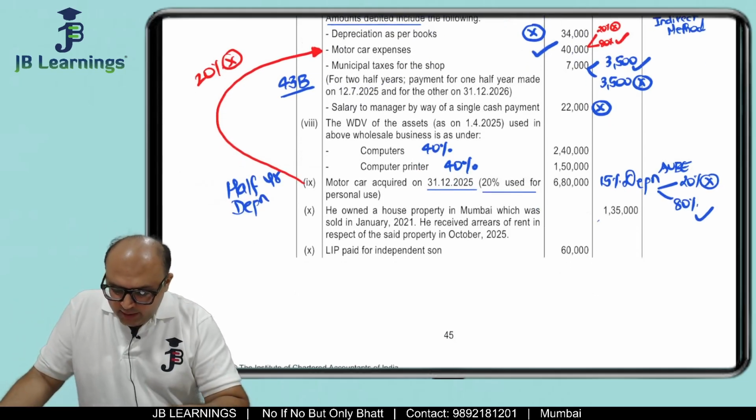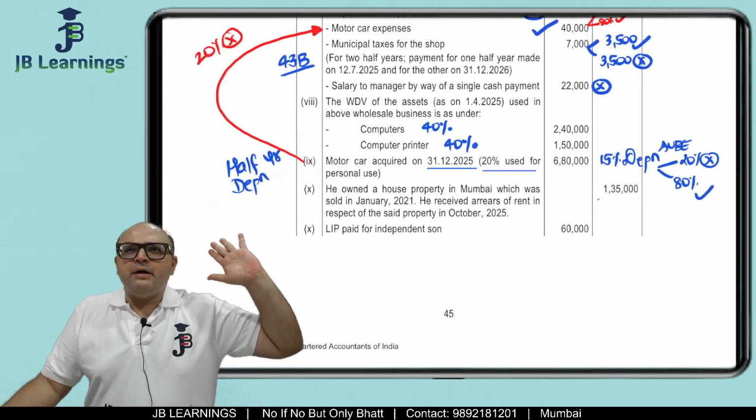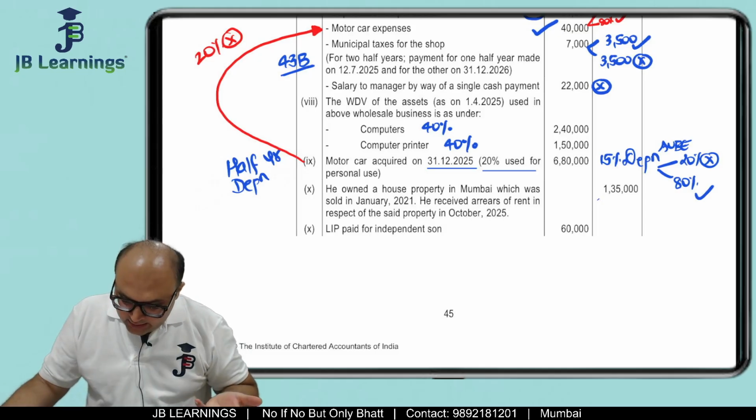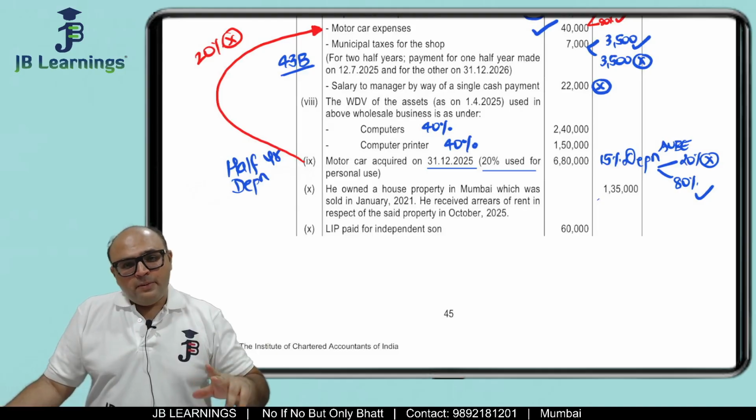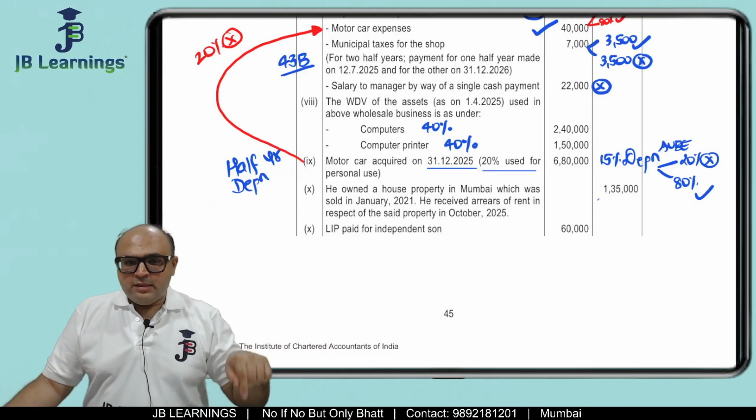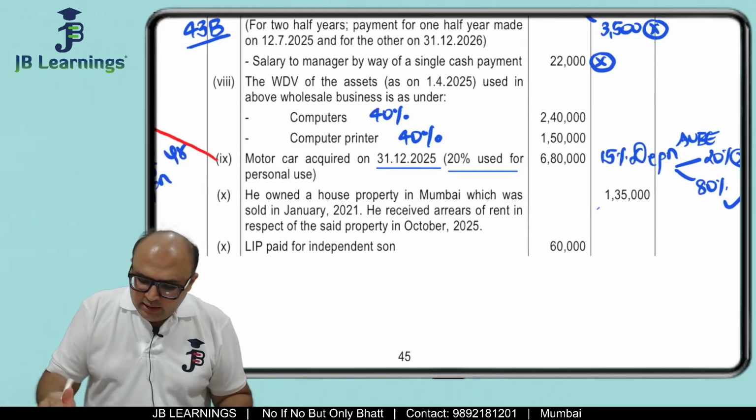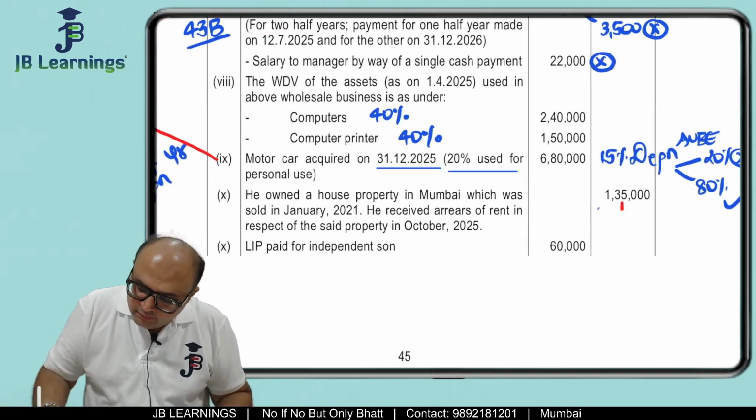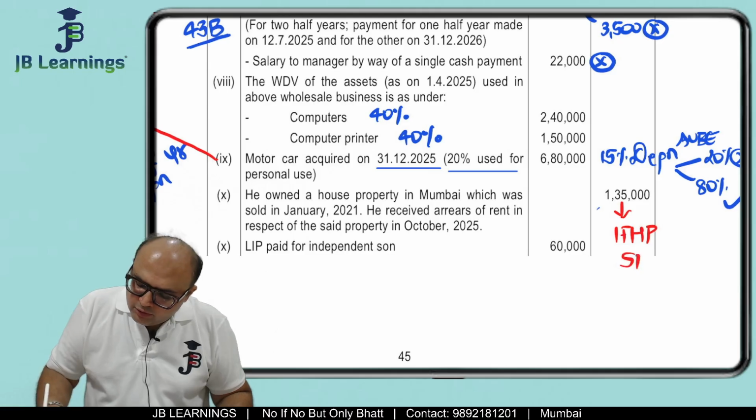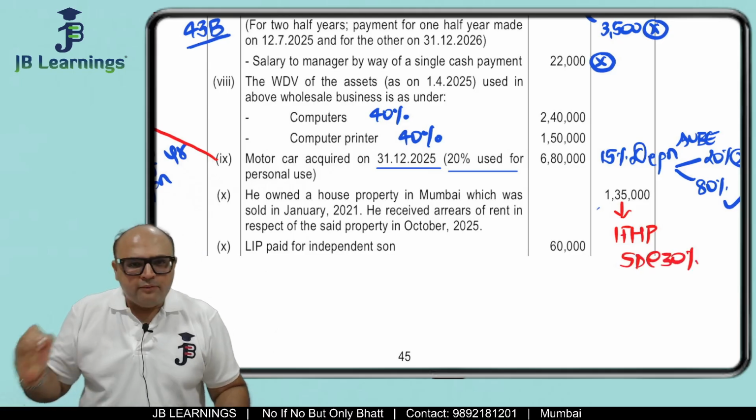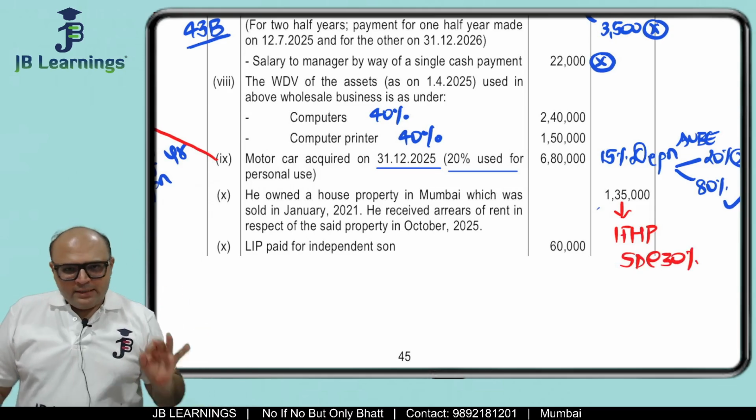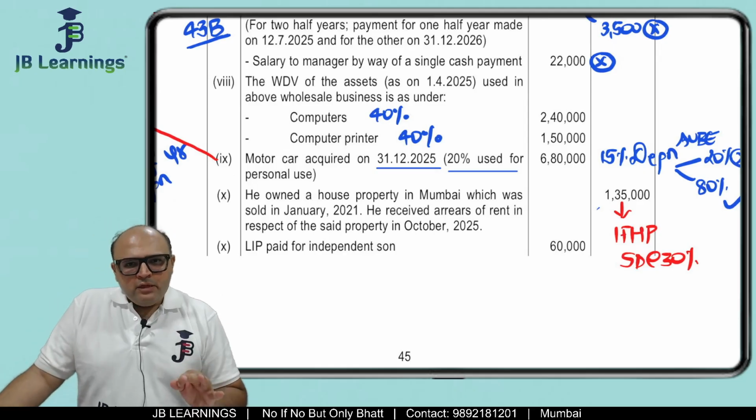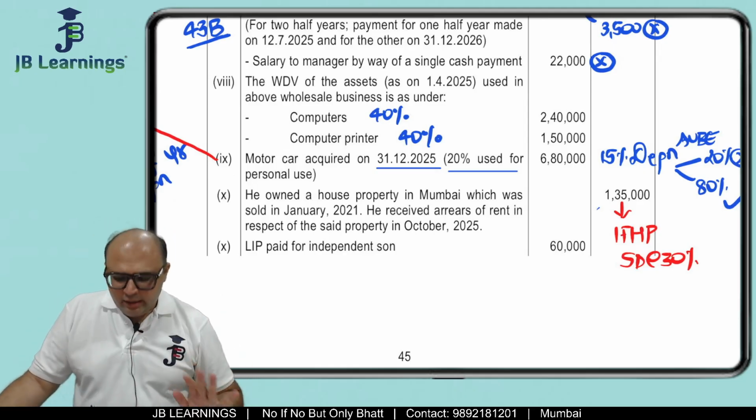He owned a house property in Mumbai which was sold in 2021. Why are they giving us this information now? He received arrears. Oh, see now, even if the house property has been sold, arrears are taxable under IFHP only, even if the assessee is not the owner. This is very important. This will go under IFHP only, and you will also get a standard deduction of 30% from this. So basically, the assessee is not the owner in 2025-2026, but in arrears, even if the assessee is not the owner, it is taxable in the current year.